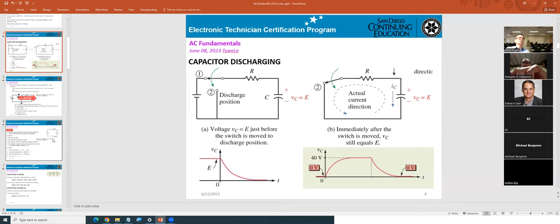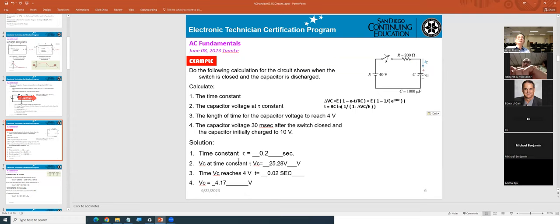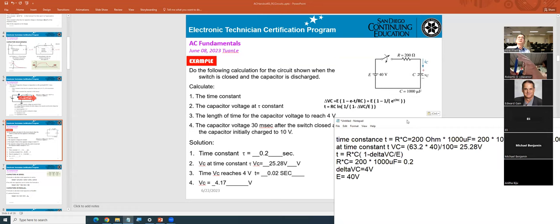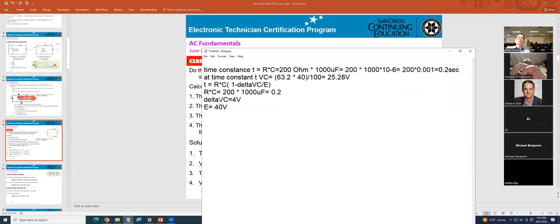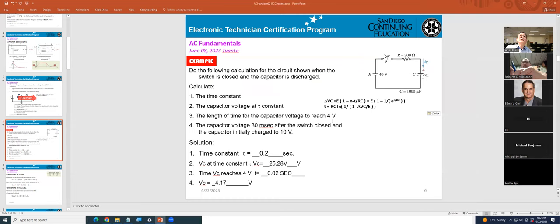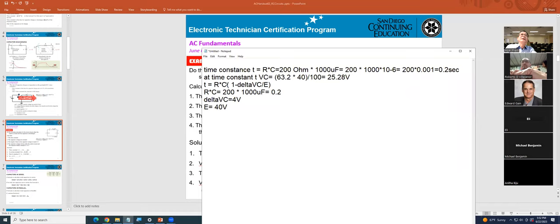Okay. So that is how we calculate the time. Make sure you apply this formula: T equals RC times log of 1 minus delta Vc divided by E. Okay. We're missing the RC time log. That means using your calculator, you're able to get that.